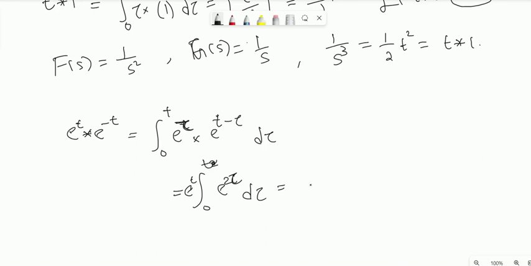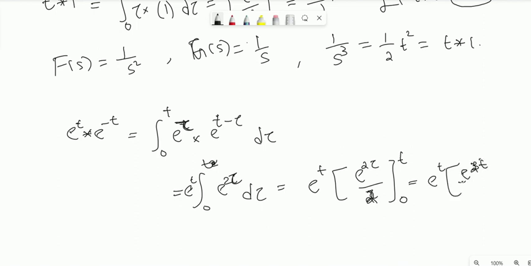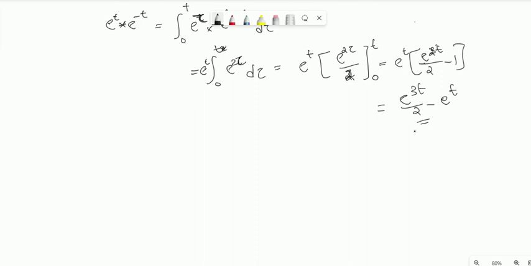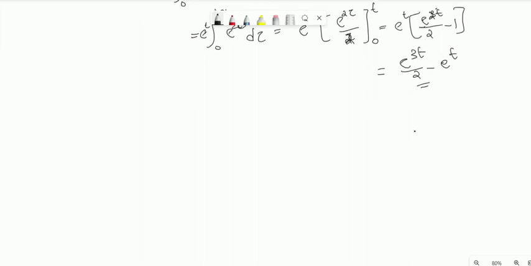Okay. So this is equal to e raised to t into e power 2 tau over 2, limit 0 to t. That is, e power 3t, sorry, e raised to t into e power 2t minus 1 over 2. This is equal to e power 3t by 2 minus e power t by 2. This will be the convolution between them. Similarly, you can find the convolution between any two functions. You can see questions in the exercise of your textbook. Okay. Now, using this convolution theorem, let's find the inverse transform of certain functions.